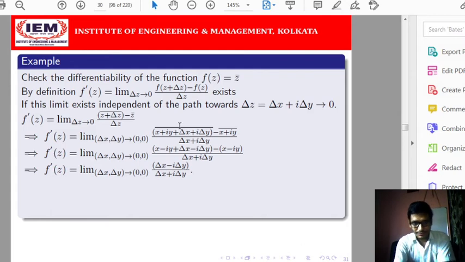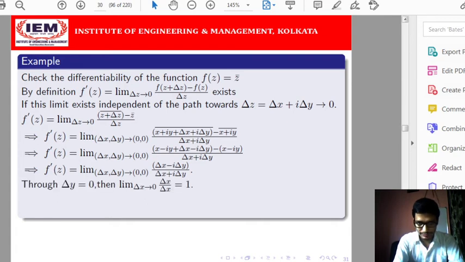So if we do the simplification, then we will find that Δx − iΔy over Δx + iΔy. So we need to verify whether this limit exists or not. If we approach the point (0,0) through the path Δy = 0, what do we mean by Δy = 0? Δy = 0 means we are actually moving through the x direction. Δy tends to 0 means the x axis.